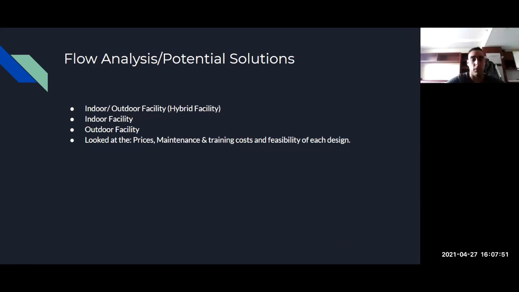We examined various potential solutions for this project, and we came up with three, with the main factors being price, maintenance, training cost, and the feasibility of each design. What we found were three solutions: the first one being an indoor and outdoor facility, which we like to nickname a hybrid facility for easier saying, a fully indoor facility, and a fully outdoor facility.